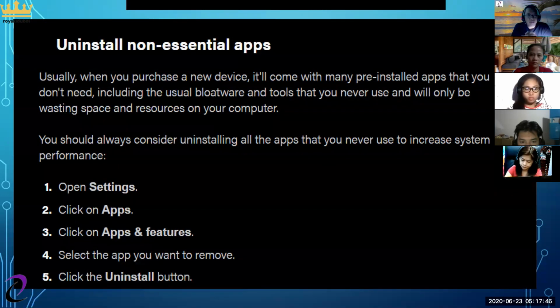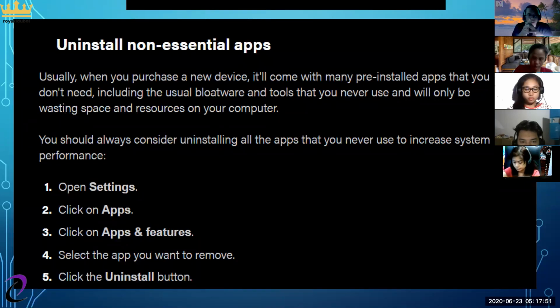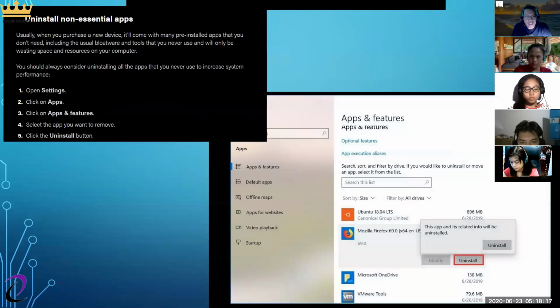Another tip is to uninstall non-essential apps. If you just purchased a new system, lots of bloatware will be there, so just to save hard drive space, you can uninstall these apps. To do that, go to settings, click on apps, and then click on features. Once you go to features, select the app you want to remove, click that app, then click uninstall.